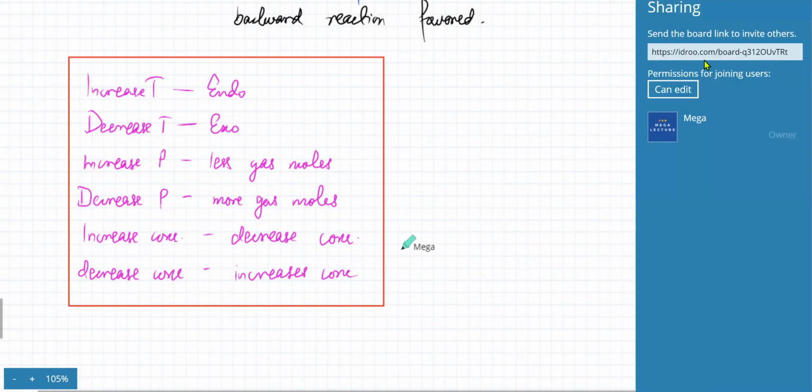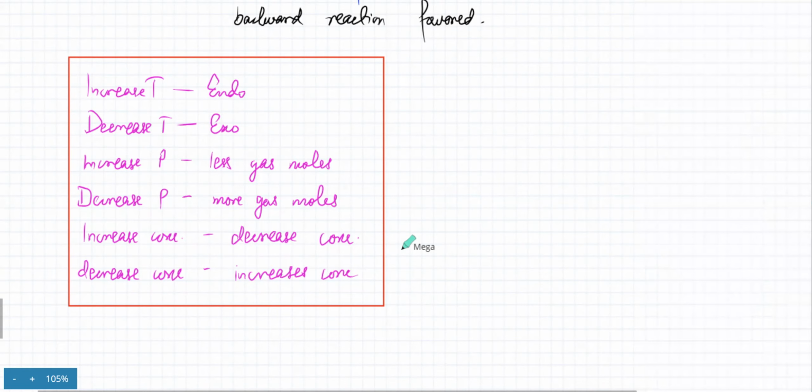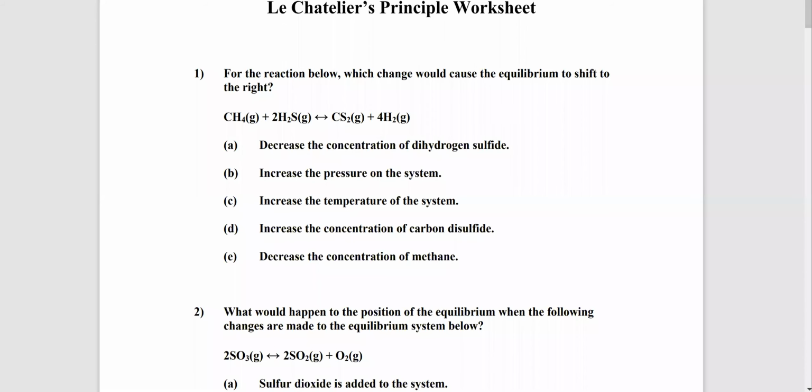What you can try and do is I'll send you the link to the board as well, so you can open it at your end as well. Okay, but you can have this board open at your end. So now coming back to the questions, we can do the simple questions first.